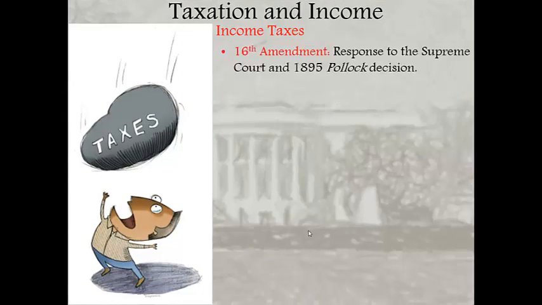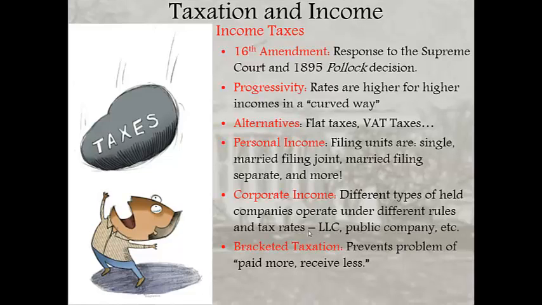So what about the revenue side? Where do we get our money? Well, like I was saying, we have an income tax, and that's the main source. It took the 16th Amendment, a response to an 1895 decision that said the federal government couldn't create an income tax under the Constitution, to get us an income tax.